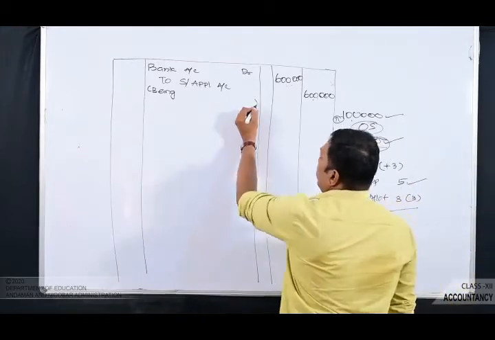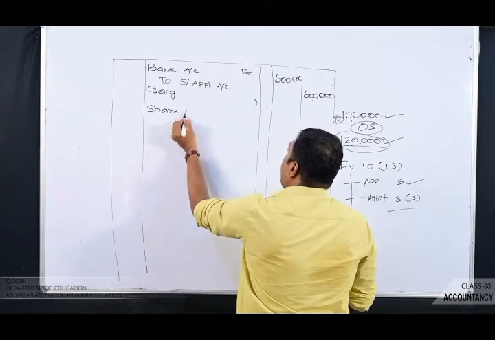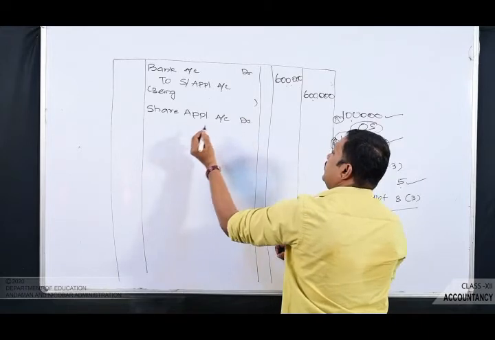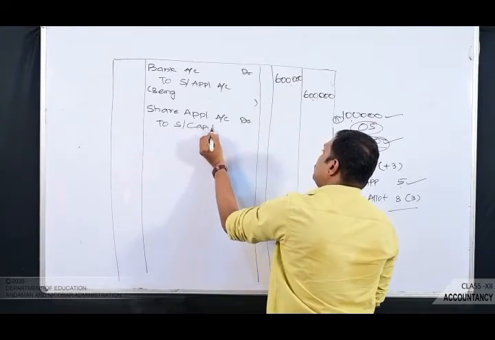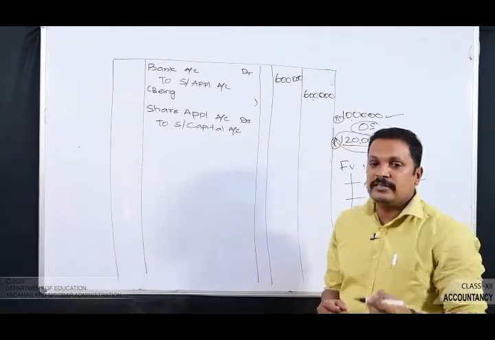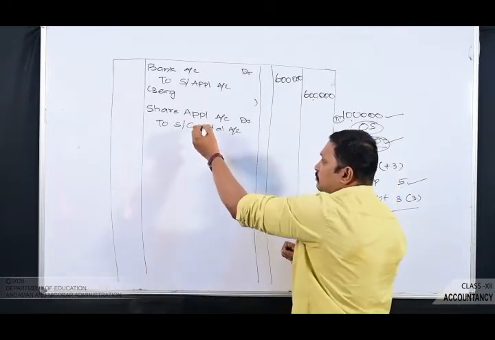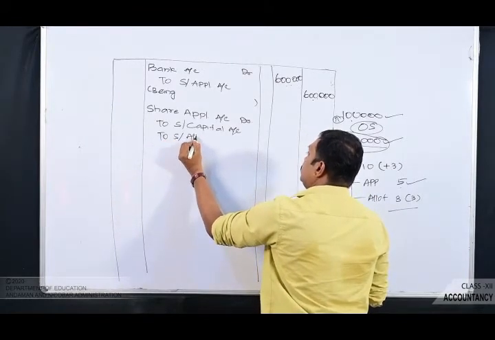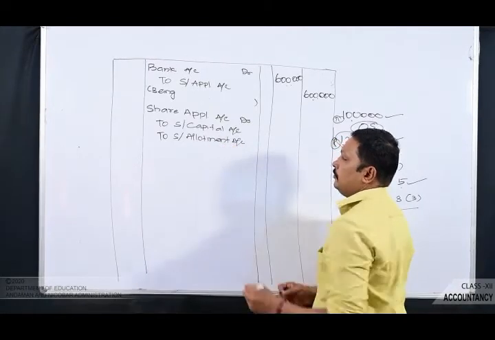Got it? Okay. Now next, share application account debit to share capital. Here this is over subscription. So how to deal with the excess amount? It is given in the question that the remaining shares were adjusted. So application money will be adjusted in the next allotment, that is to share allotment. The excess money of application is adjusted with allotment.